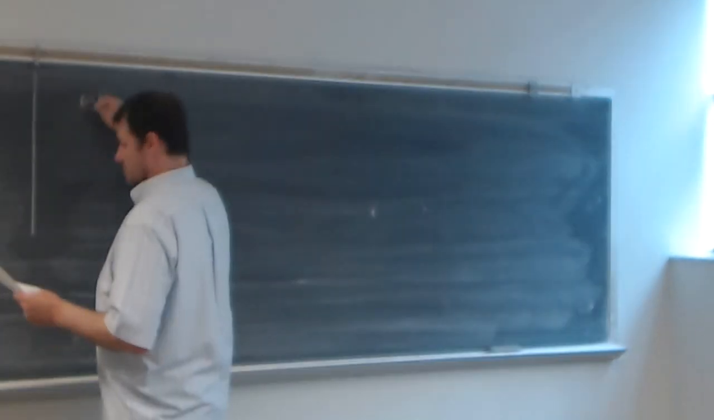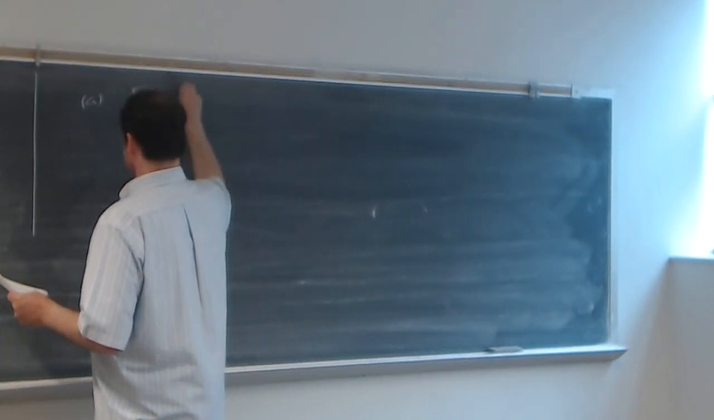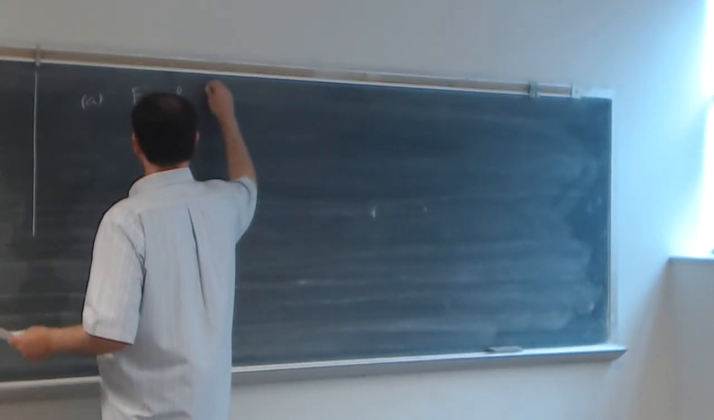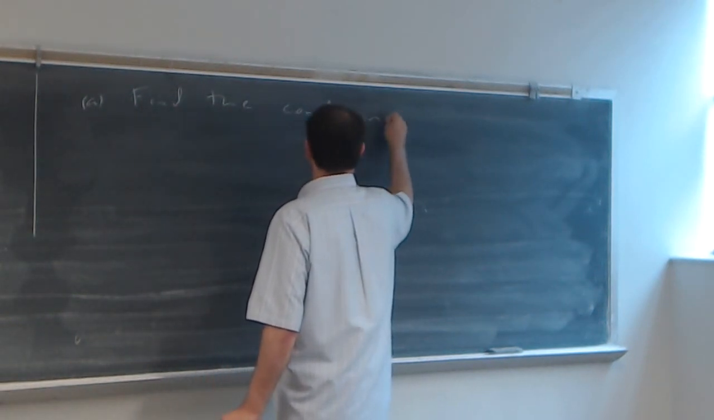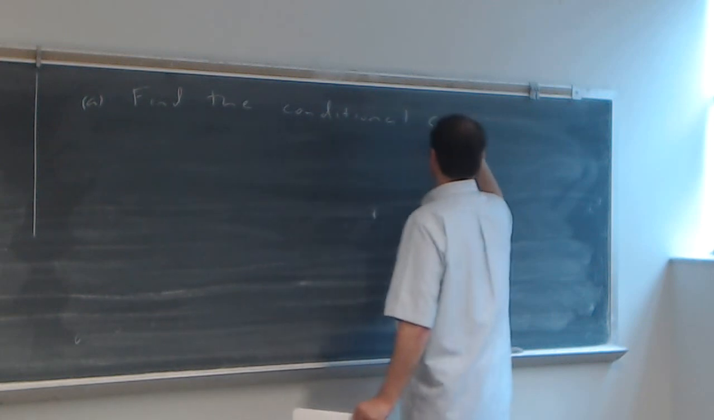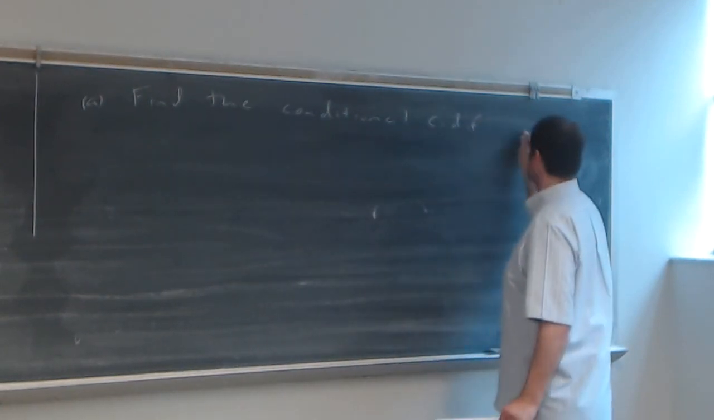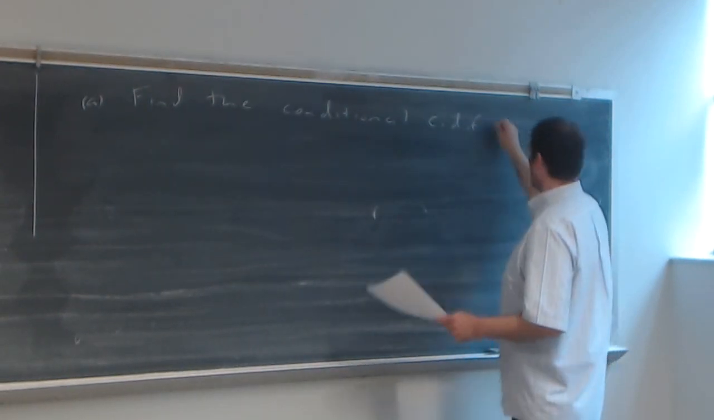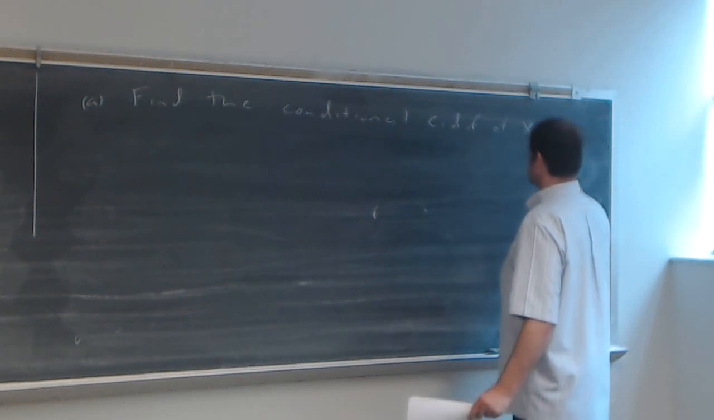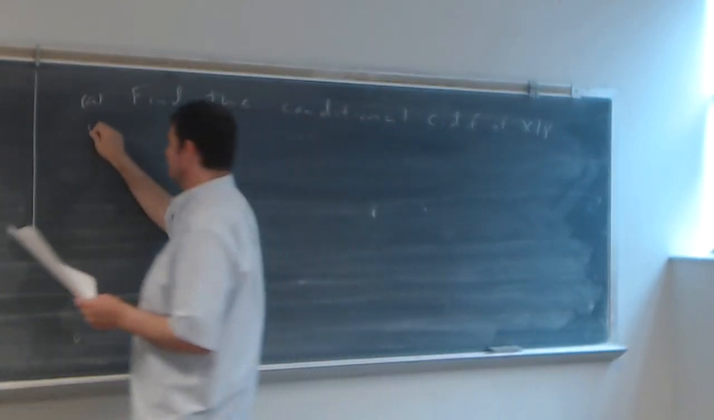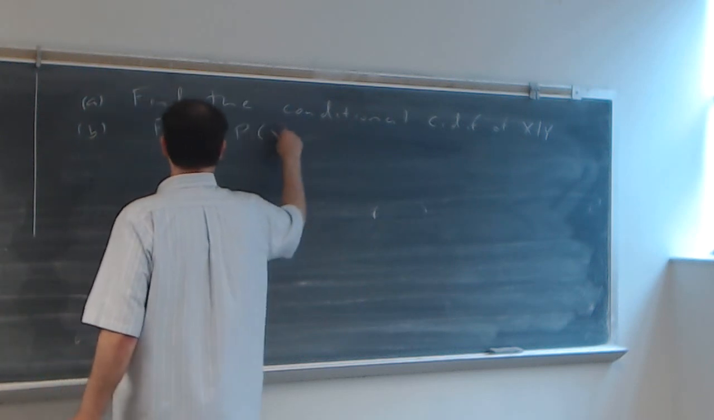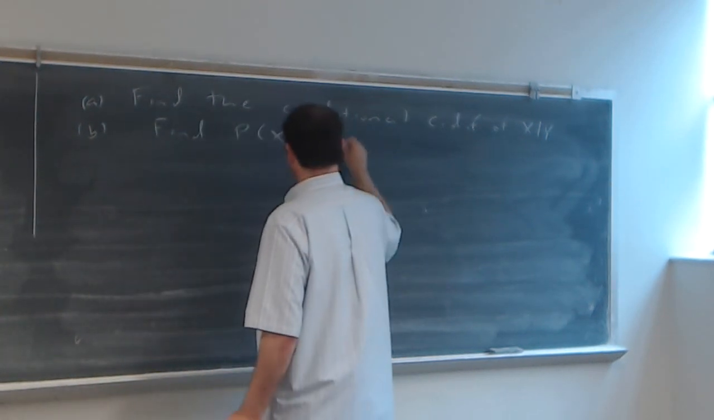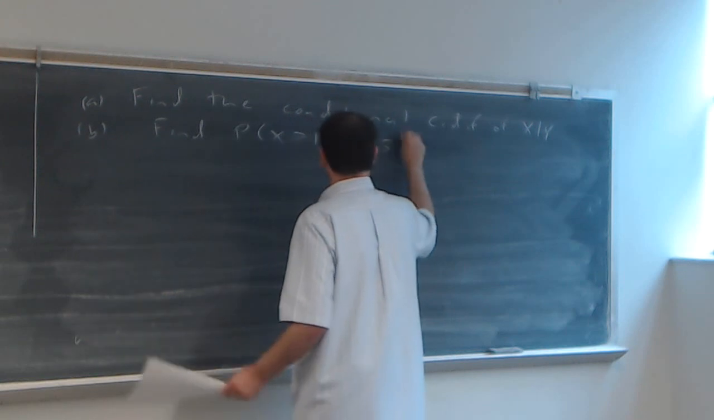Part A is find the conditional CDF, cumulative distribution function, of x given y. And Part B is find the probability x is greater than 1 given y equals 3.